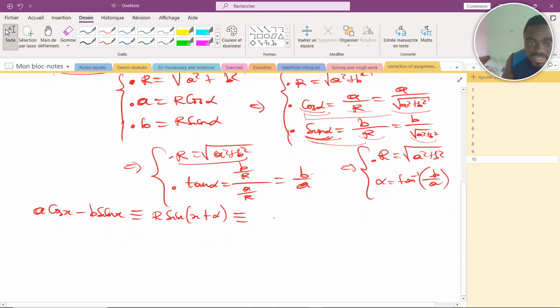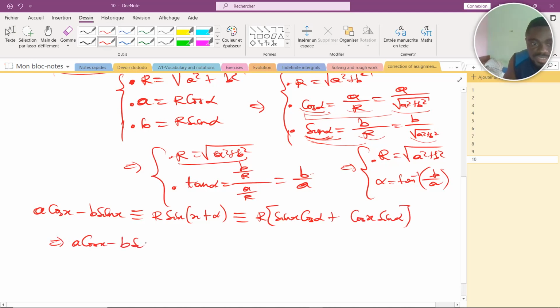I will say this is identical to R into, I will develop this, sine x cos alpha plus cos x sine alpha. Is that okay? So this implies my A cos x minus B sine x will be identical to, what starts here is cos, so I'll find the term that contains cos x. So it is this term. So I'll have R sine alpha cos x plus what?